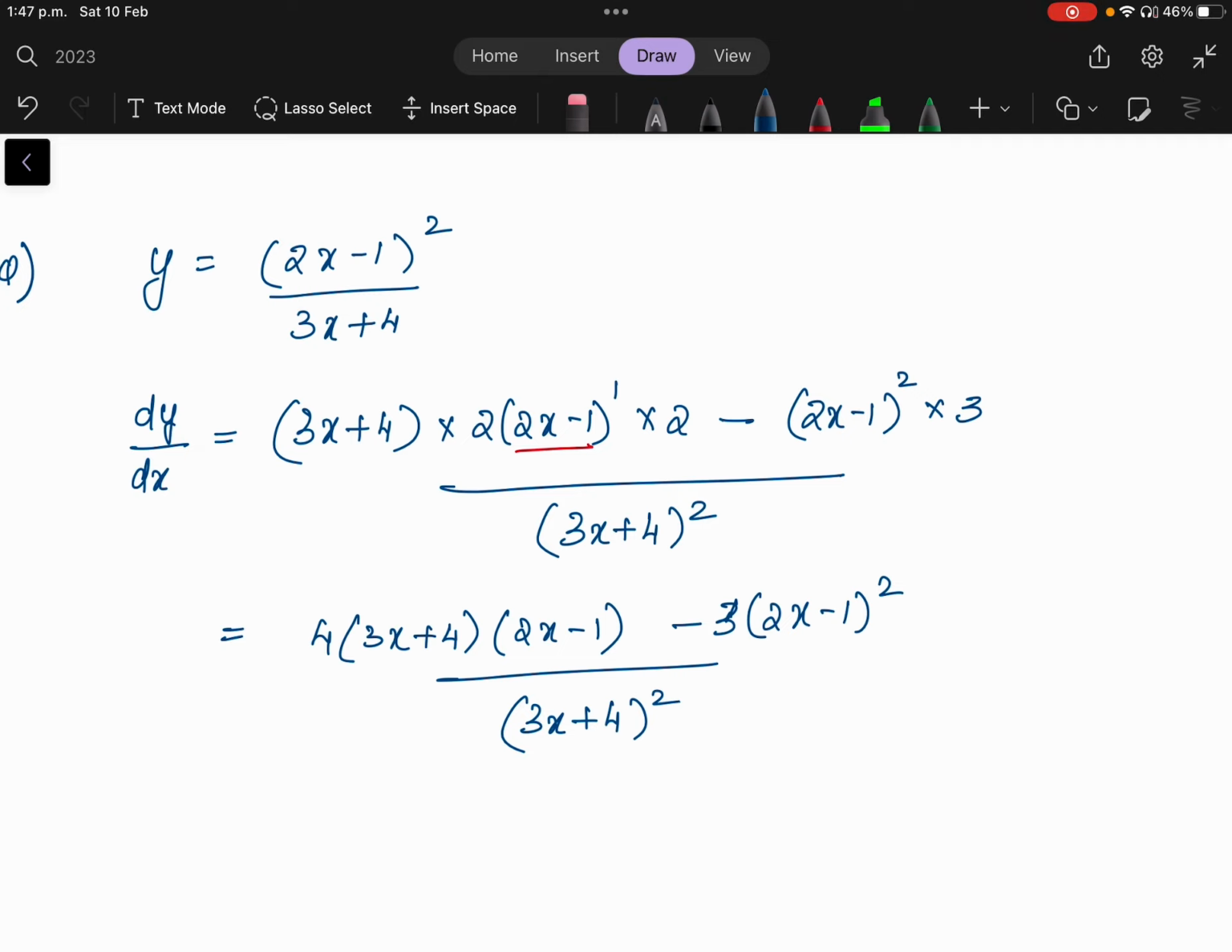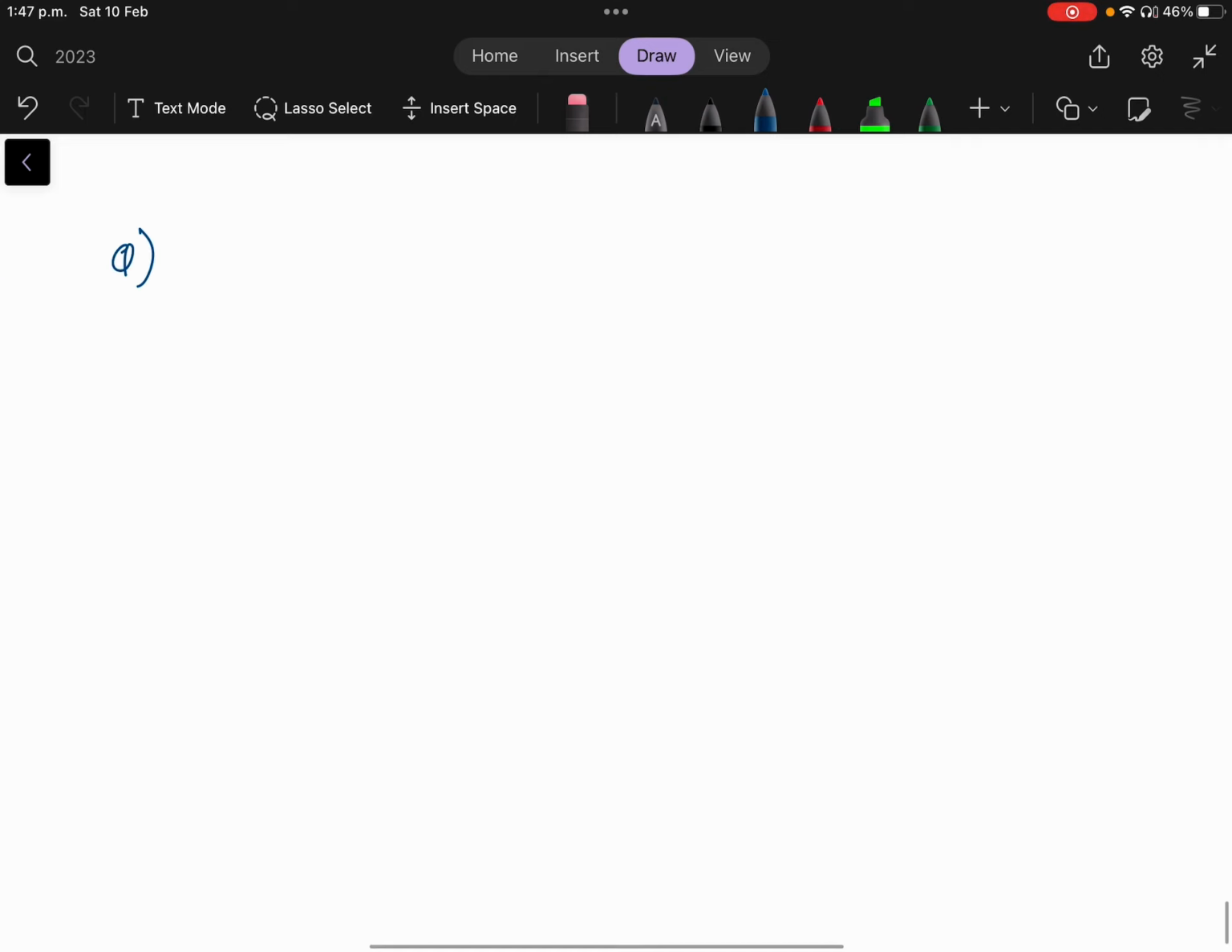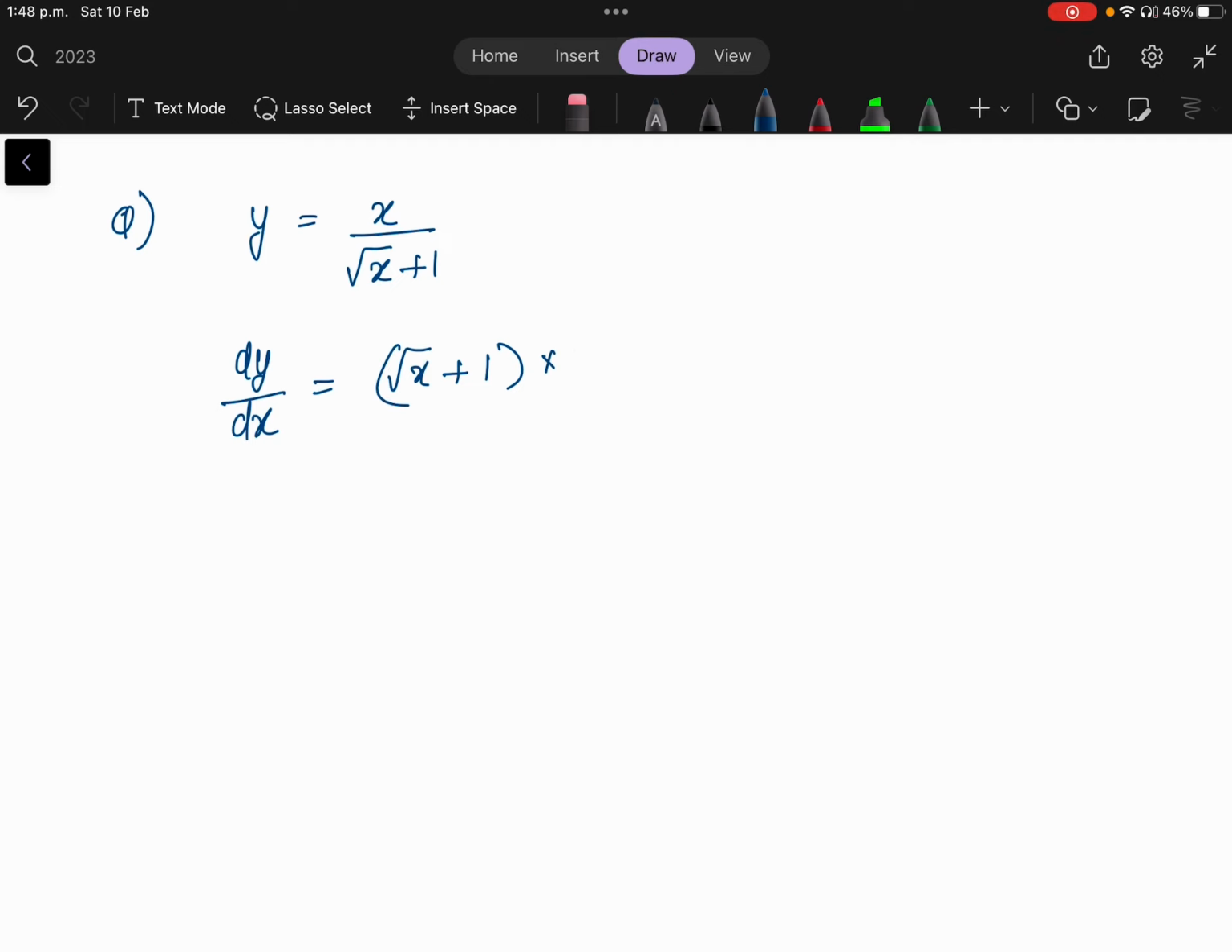Okay, let me see if I have some more complicated ones. Yes, I do have. So y is equal to x over square root of x plus 1. So what all we use here? We have to use the quotient rule and we have to use the chain rule. Whenever you see a question, you identify what you have to do and then you go ahead with that. So dy over dx is equal to denominator times the differentiation of the numerator minus numerator times differentiation of the denominator. Okay, before that, very, very important, x to the power of 1 over 2 plus 1. So that is the first step I should have done.